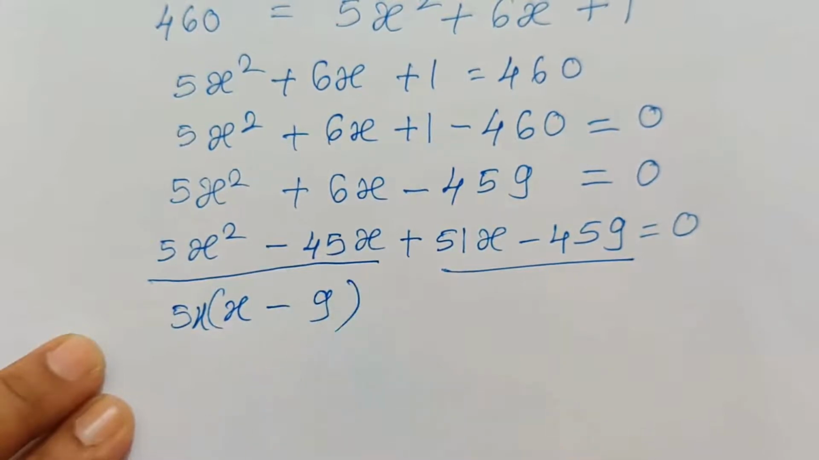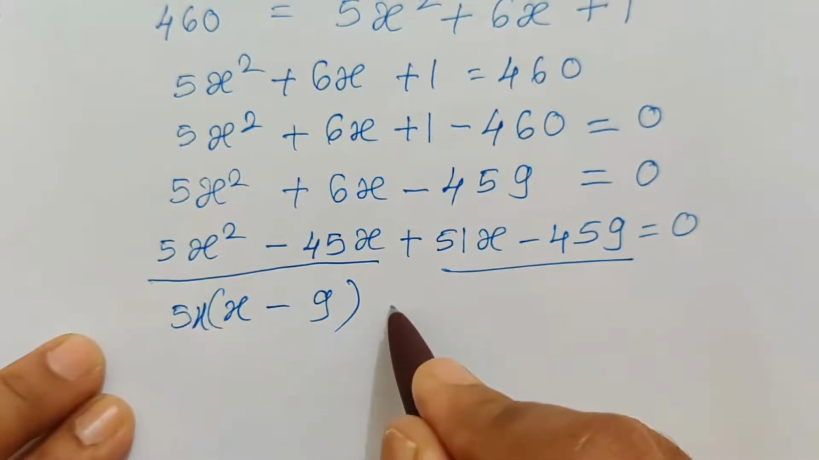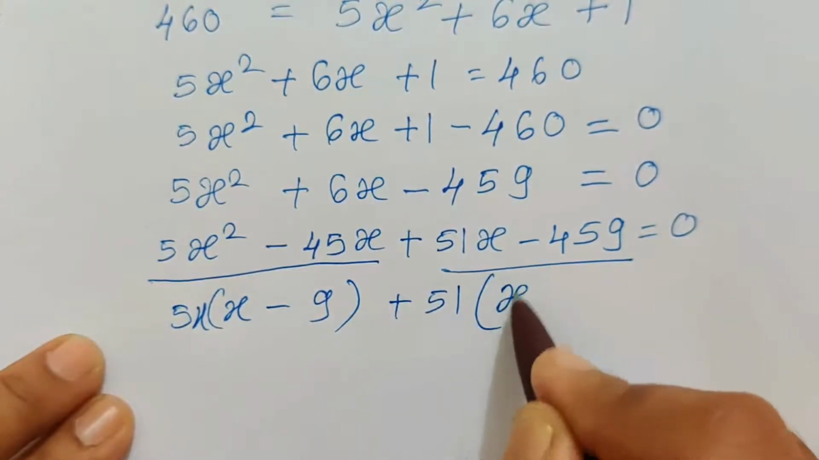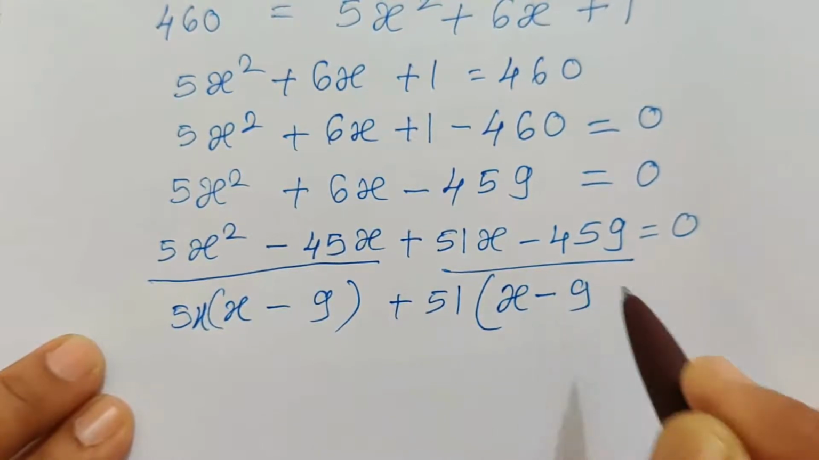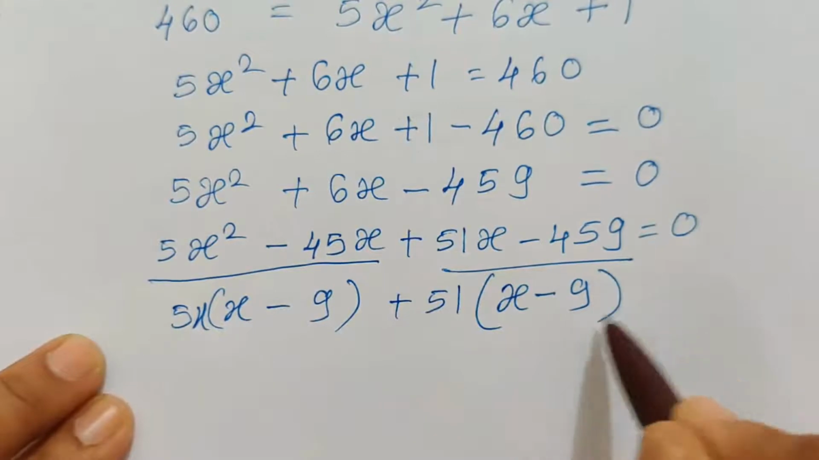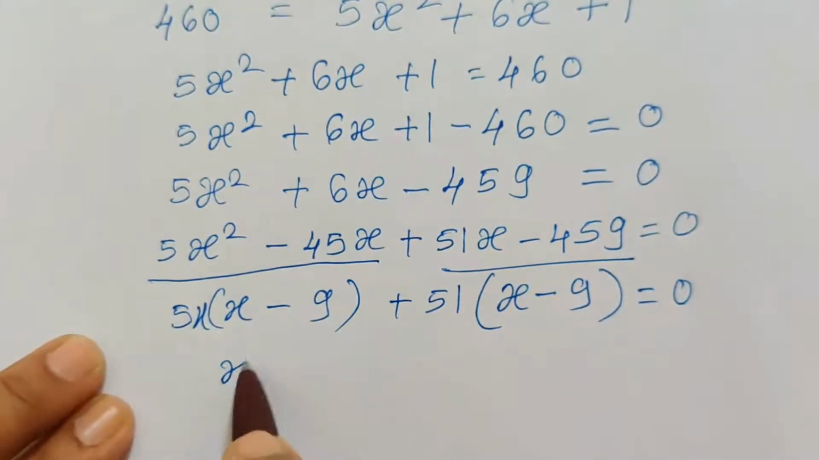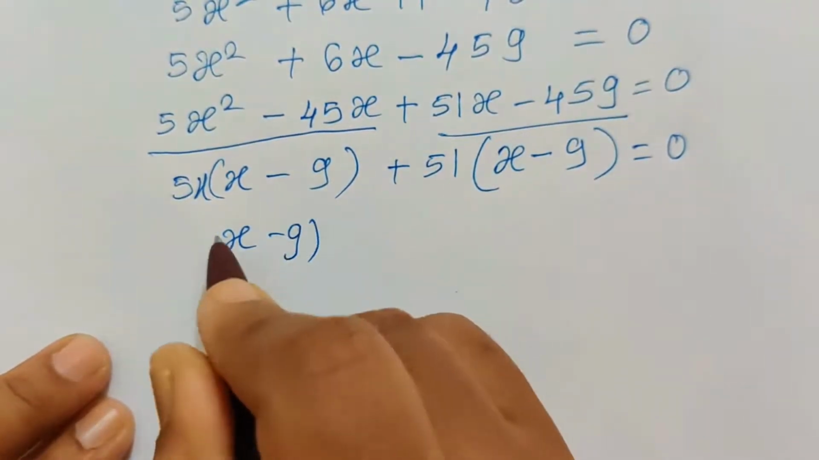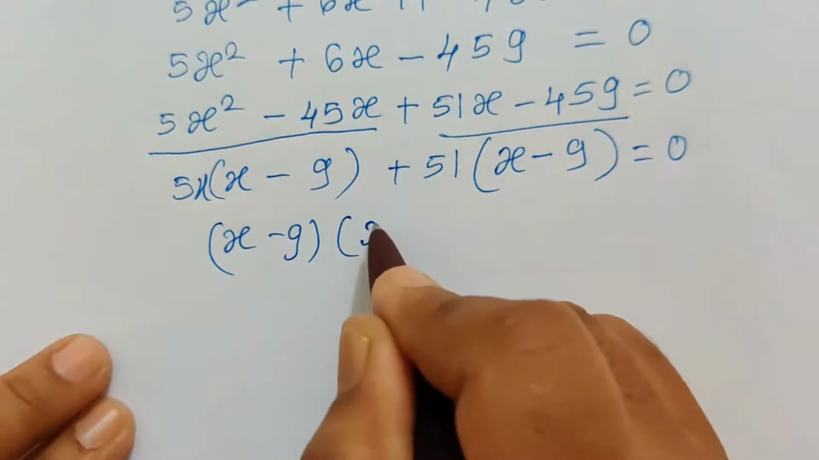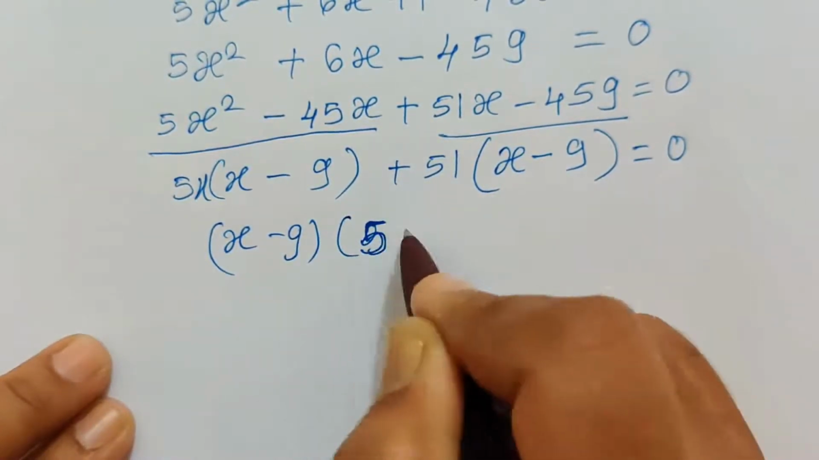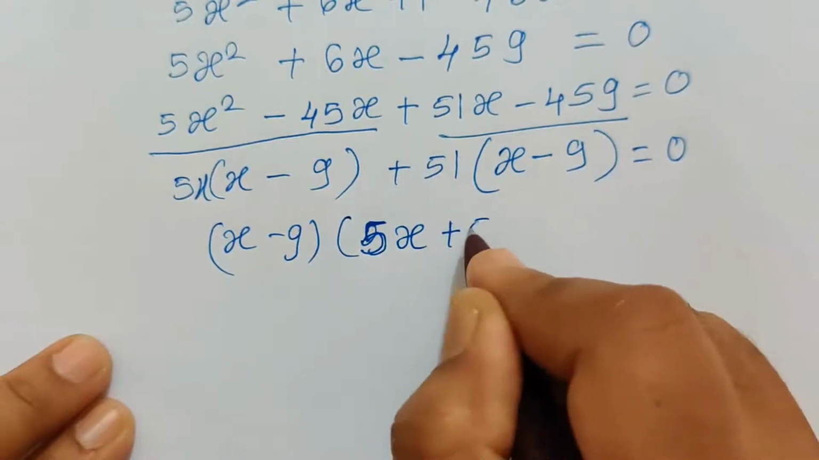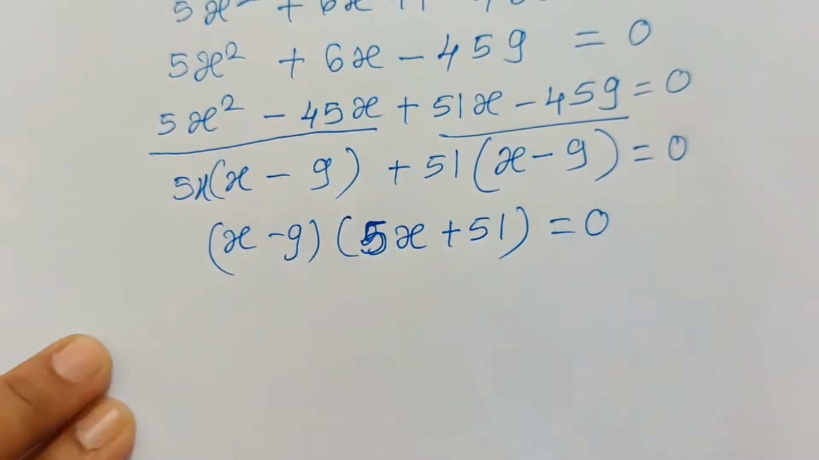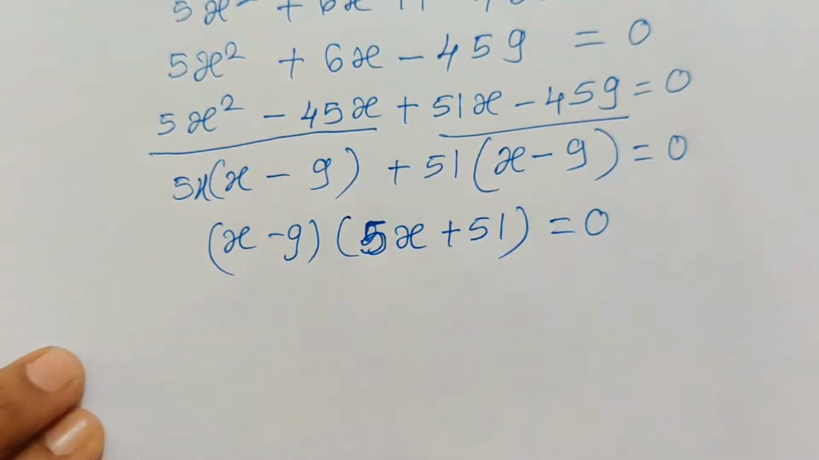5 9s are 45. Here plus 51 is common. Inside remain x minus 9. 51 9s are 459, equal to 0. So x minus 9 is a common bracket. Another bracket is 5x plus 51 equal to 0. Now each bracket will be equal to 0.